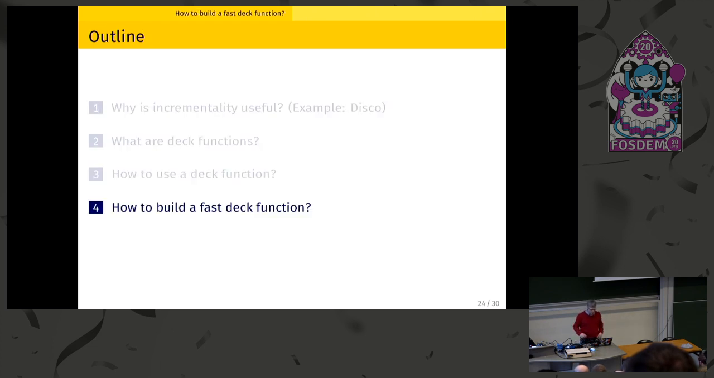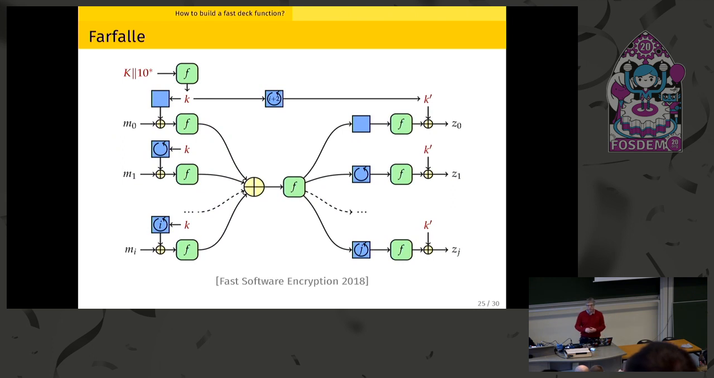Then a few minutes about how we can build an efficient DEC function. So recently we developed a new construction called Farfalle. The name Farfalle comes from, maybe its shape, I don't know.